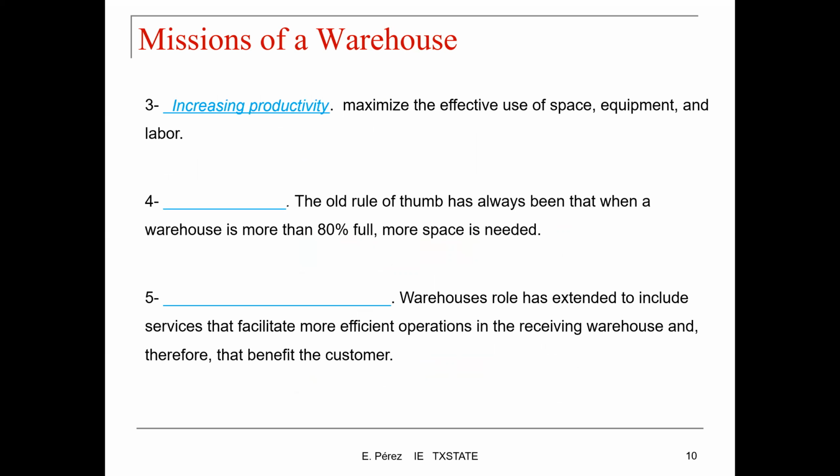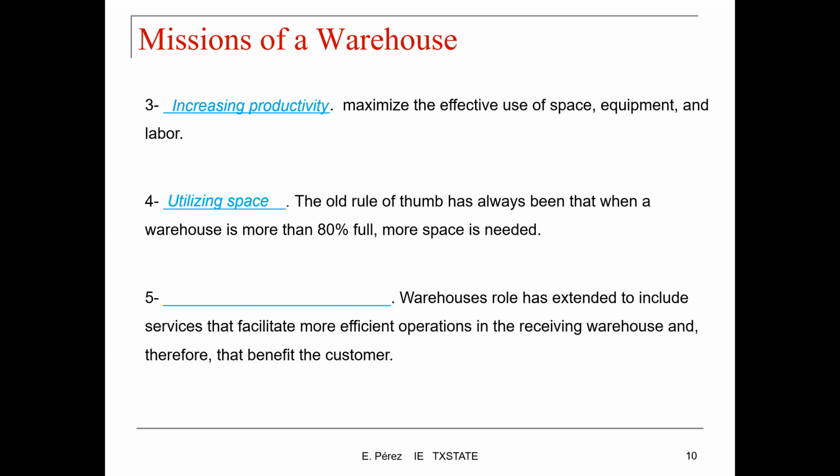Number 3, increasing productivity. Maximize the effective use of space, equipment, and labor. So again, even if you have a very large warehouse, you know that space utilization is important, because there's a cost associated with the space. So you want to make sure that every time you are using or locating an item in that limited space, that it's used wisely. So increasing productivity means maximizing the effective use of space, equipment, and labor.